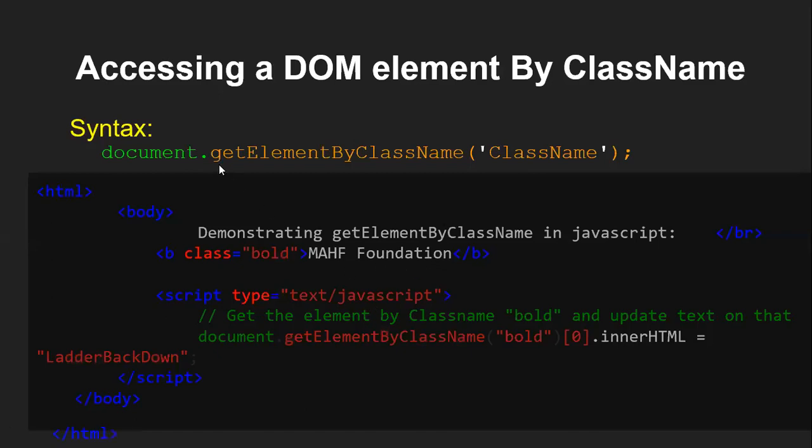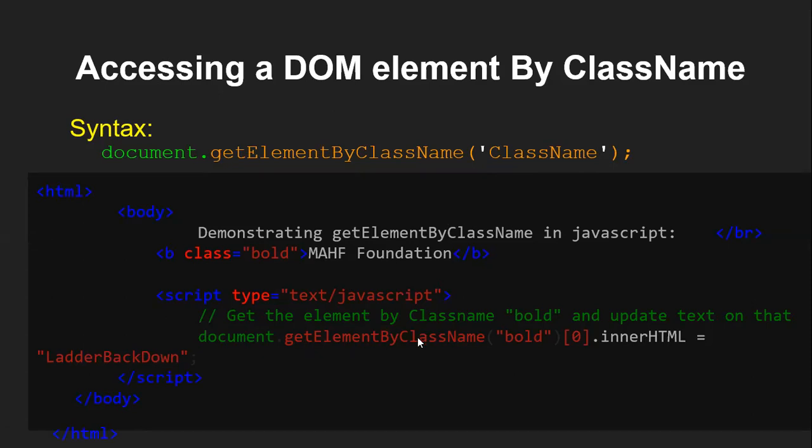So this is an example of how to use class name. We just say document dot getElementsByClassName, then the name of the class. The class name here is bold, B-O-L-D. Now it has been changed, so "ladder back down".